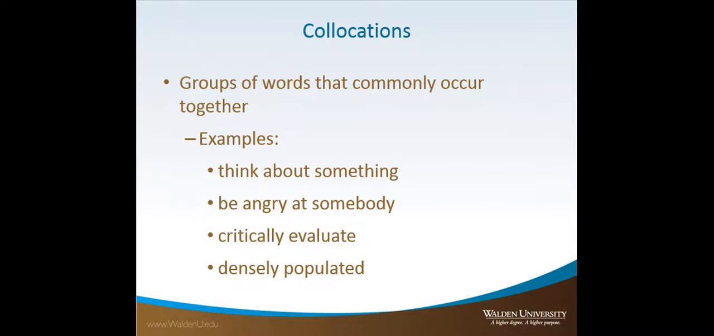Finally, dictionaries can help us identify collocations. Collocations are groups of words that commonly occur together. Some examples are to think about something or to be angry at someone. They are set combinations or patterns of how words typically appear together. Knowing collocations can help you ensure that your writing will be widely understood and arrange words in a way that seems natural to your readers.